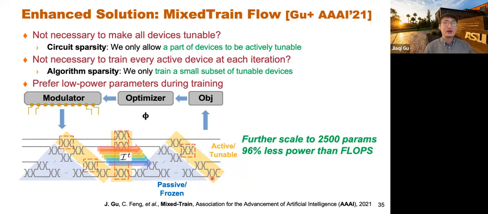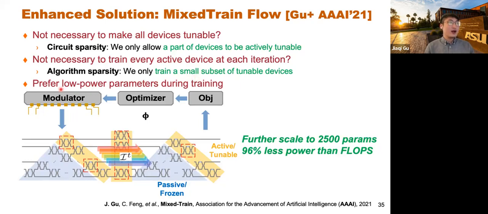We select some important devices. And even within those important devices, we don't need to train all of them each iteration. So every iteration, we just selectively train a subset of the devices inside the active region. We call it algorithm sparsity. So we have 2-level sparsity. We have a part of the circuit to be trainable, and we train a subset of those active regions during each iteration, and we can have a very high efficiency.